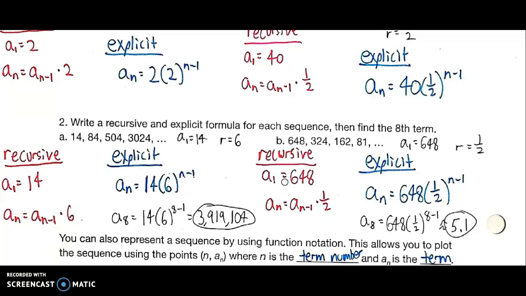So recursive, again, start with your first value. First term is 648. And then for every term after that, I look to the one that comes before it, and I multiply times 1/2. So again, that recursive formula is always going to be the same for that second piece.